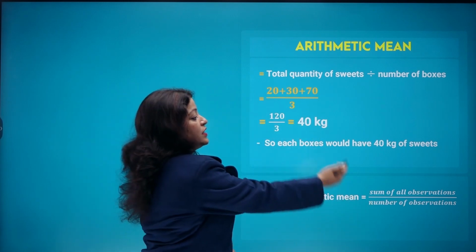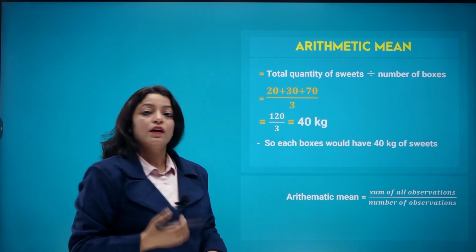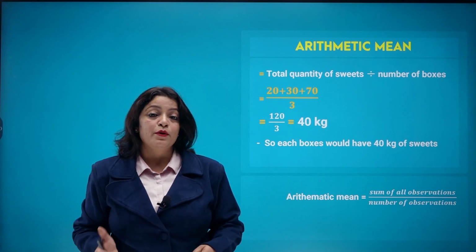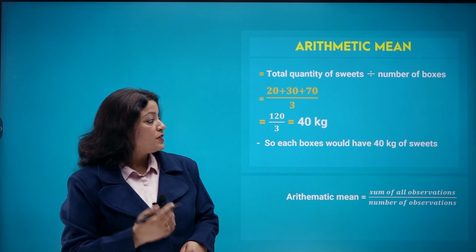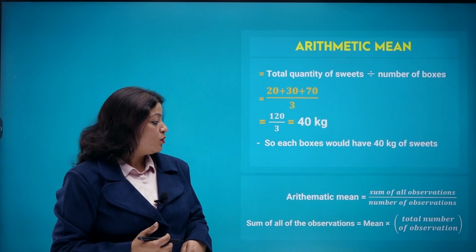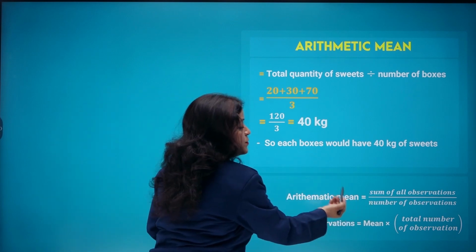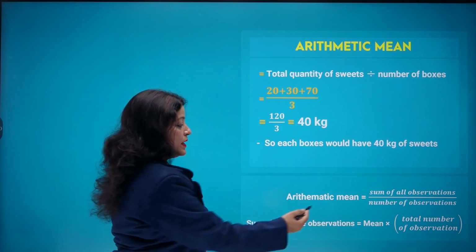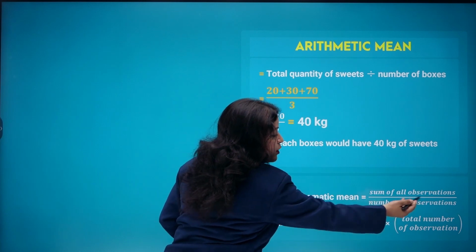If it is quite relatable, you can see we have found the sum of all the observations and we divide by the total number of observations. Number of observations means the number of boxes in this particular question. So, I hope this arithmetic mean is clear to you. Now, let us move on to one more thing. We also can say, if I shift this number of observations on this side, that the sum of all the observations will be equal to the arithmetic mean times the number of observations.